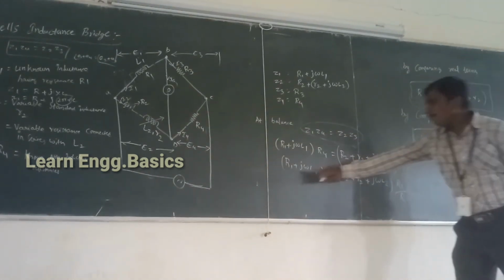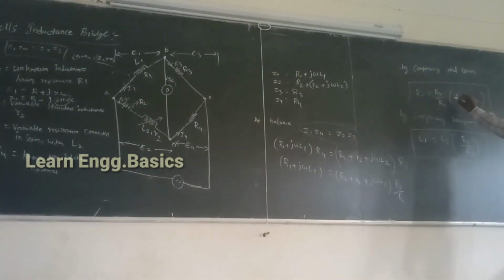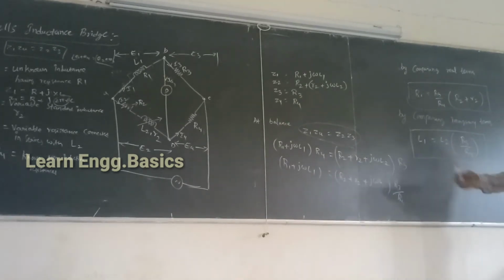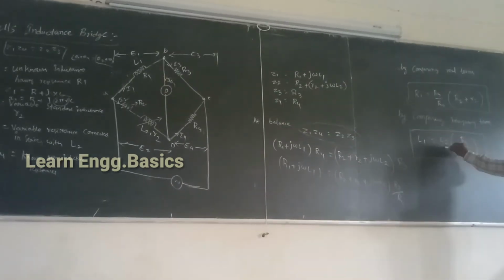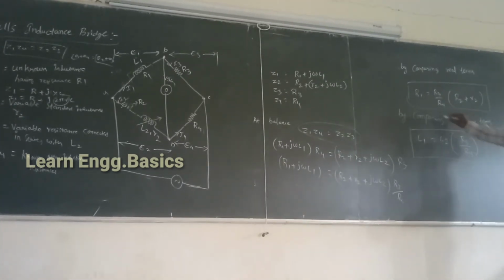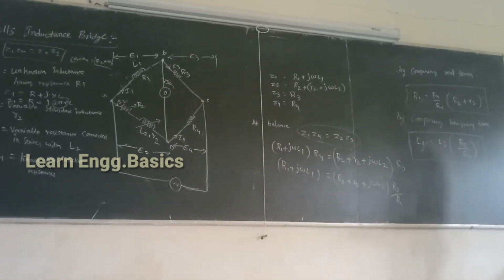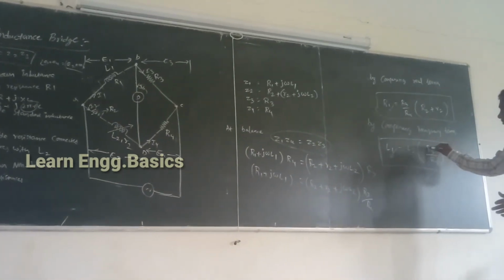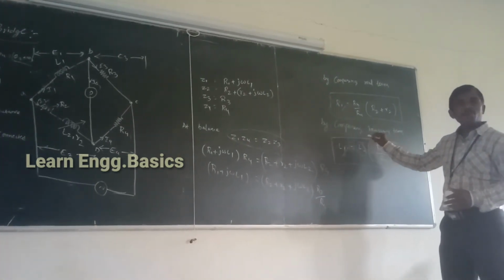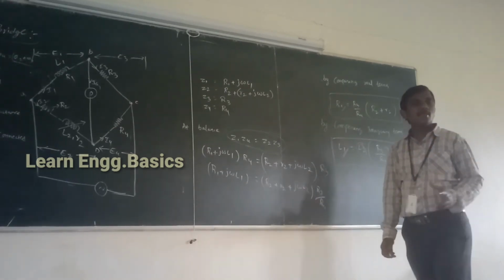Comparing the real terms, R1 equals R2 plus small r2 into R3 by R4. Similarly, comparing the imaginary terms on both sides, L1 equals L2 into R3 by R4. These give the required unknown inductance and resistance values for AC bridge balance. By substituting these values and the standard variable inductance L2 value, we can measure the unknown inductance L1 by using Maxwell's inductance bridge.